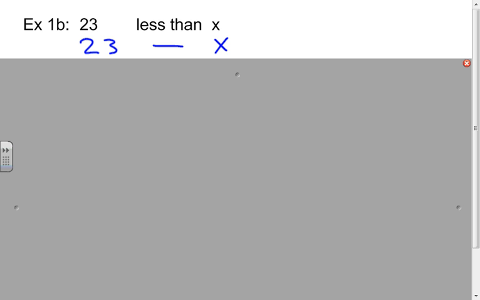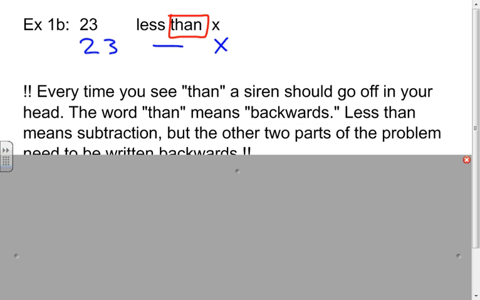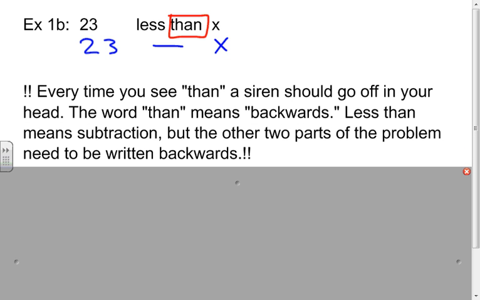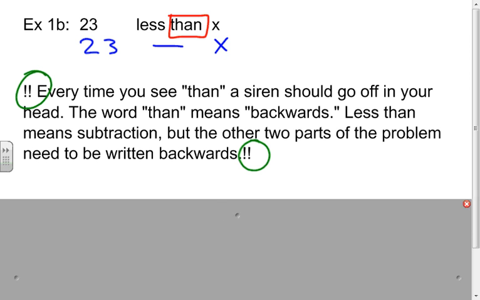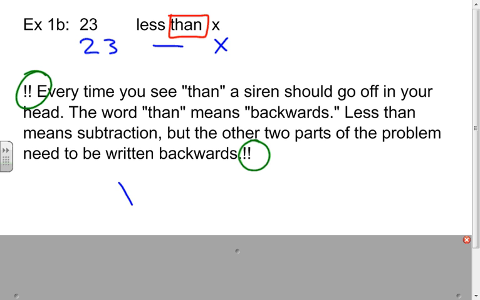The word than, see right here, the word than does something special in these problems. And I put this stuff in exclamation points so that you make sure you write it down and understand it. Every time you see the word than, a siren should go off in your head. The word than means backwards. Less than does mean subtraction. We were right about that. But the other two parts of the problem have to be written backwards. So instead of 23 minus x, the correct answer is x minus 23. Because that word than tells us that we have to write things backwards.